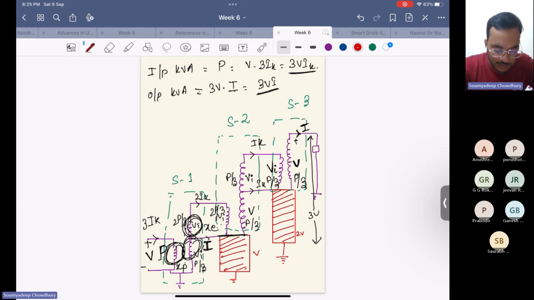Here, what is the basic principle, the basic mechanism of the circuit? If you see here, suppose we are applying a voltage of V volts in the primary of the first transformer. So this P.